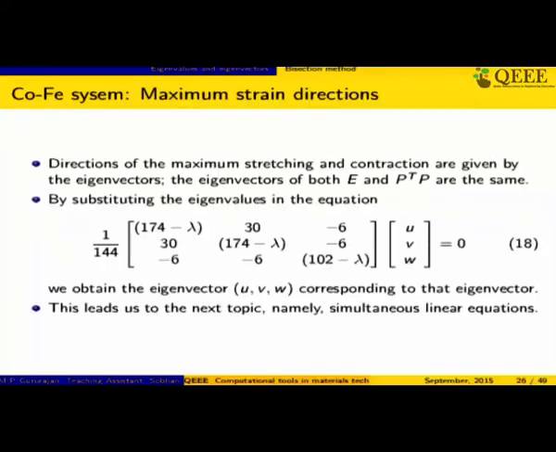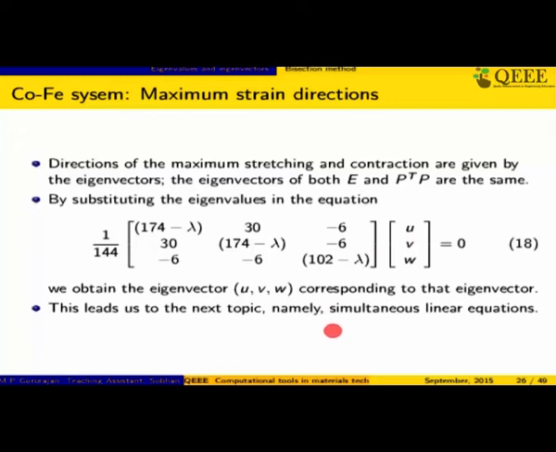The maximum stretching and contraction directions are given by the eigenvectors, and the eigenvectors for E and P transpose P are the same, only the eigenvalue is different. So how do we get the eigenvectors? You take some arbitrary u, v, w; you are trying to calculate what the u, v, w values are. You have the eigenvalues, so you substitute one of the eigenvalues, for example 1 here, or 0.7 here, or 0.4 here, and solve the resulting set of equations, and that will give you the eigenvector.